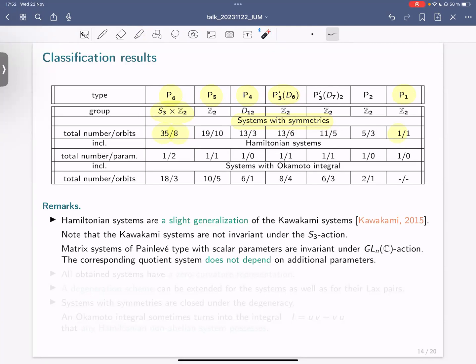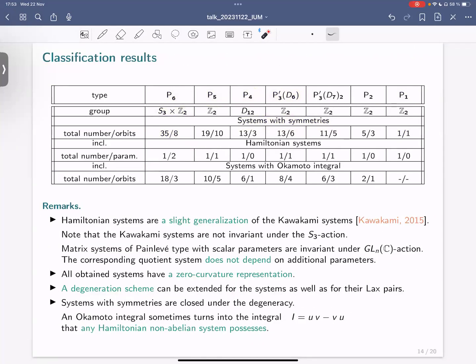As I said before, this criterion is more general than the criteria of Hamiltonian systems and the criteria of systems that have Akamoto integrals. But I'd like to stress that our Hamiltonian systems that are also contained in this list are a slight generalization of the Kawakami system because they are invariant under the S3 action. But let me skip this detail.